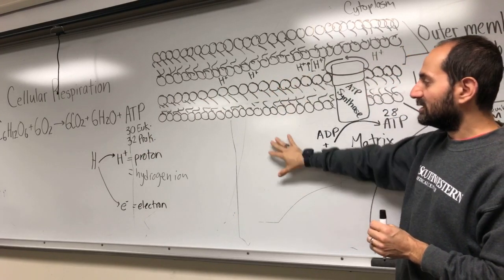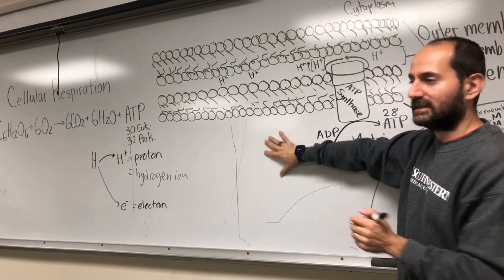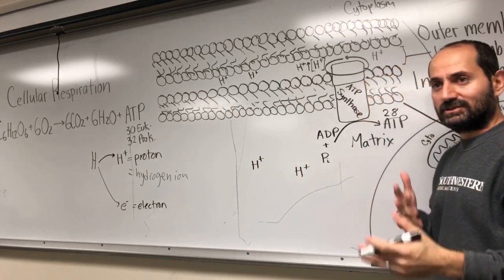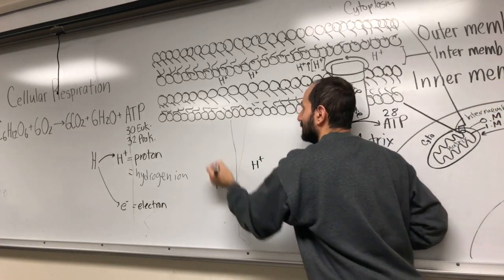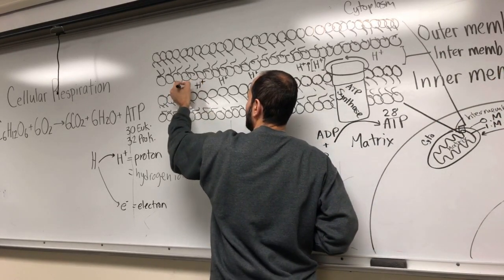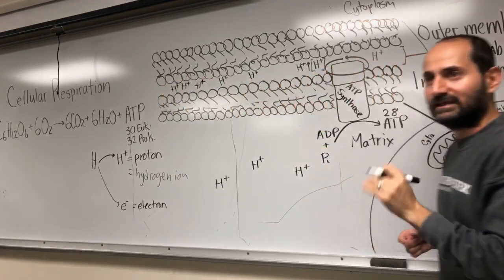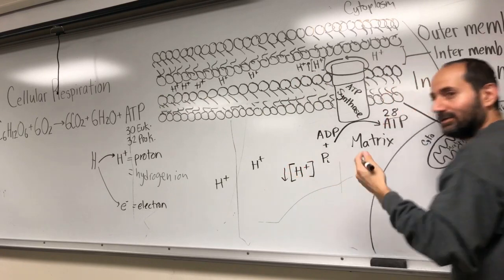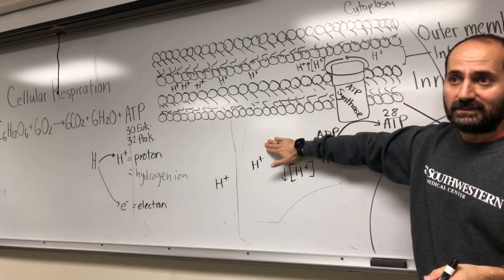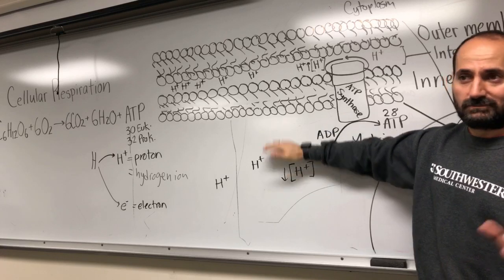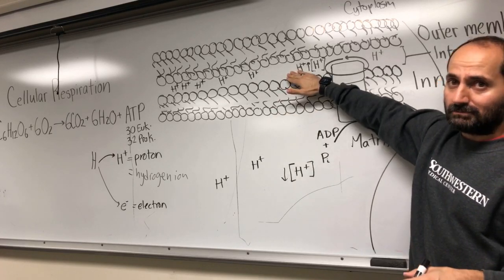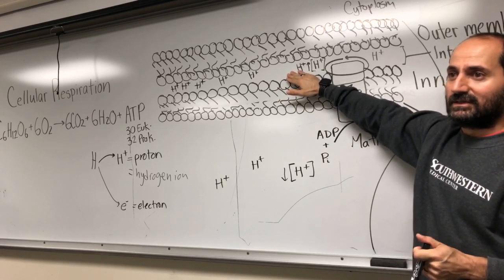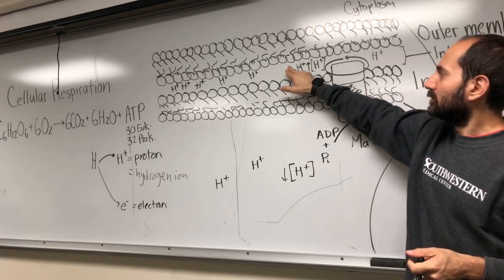Now what you should realize is there are also protons in the matrix here, but not nearly as many. There's a much higher concentration of protons in the intermembrane space. So I draw a little bracket with a down arrow, which means the concentration of protons is low. In the matrix, the concentration of protons is really low. In the intermembrane space, it's relatively high. So what do these protons want to do then?